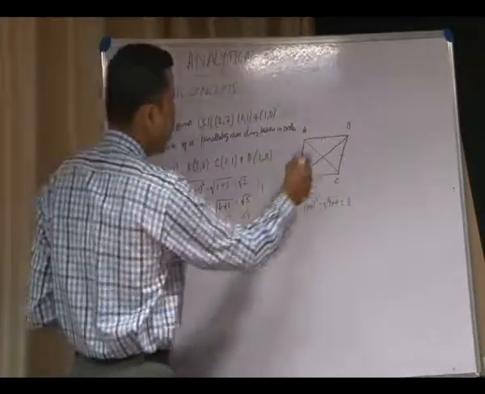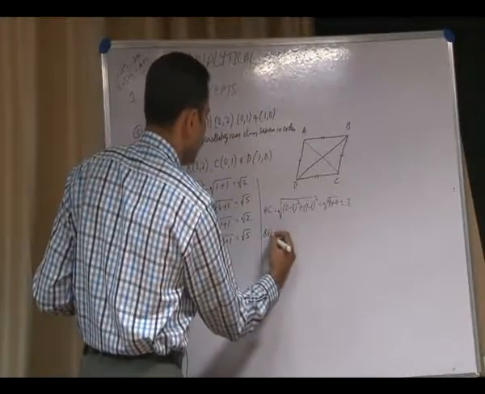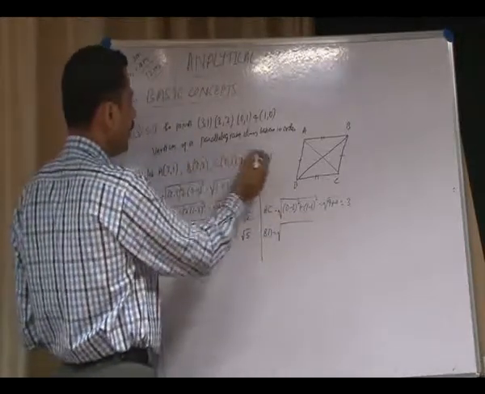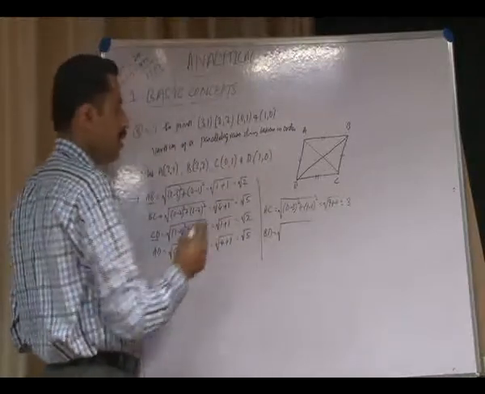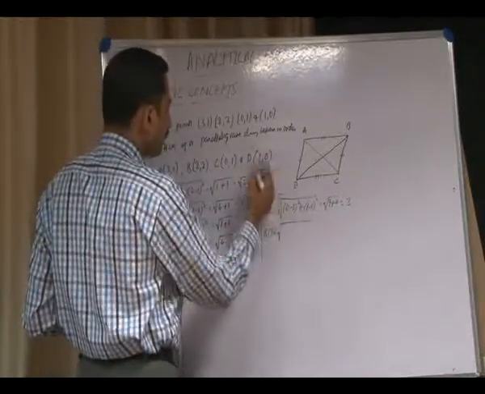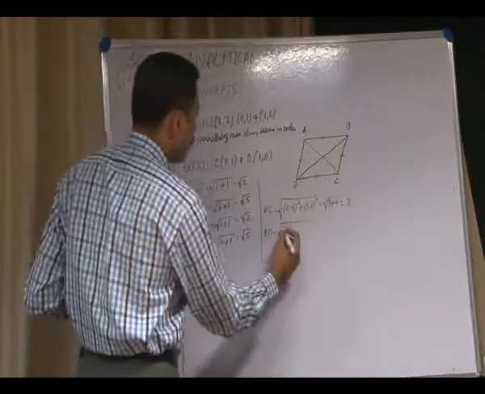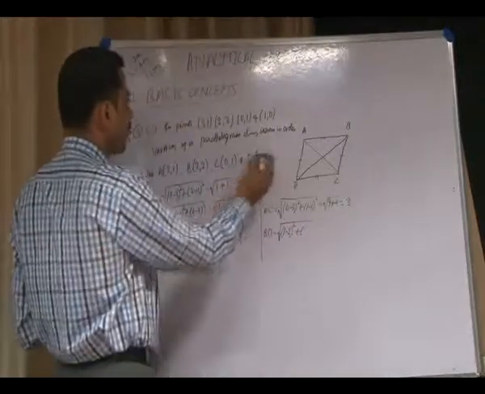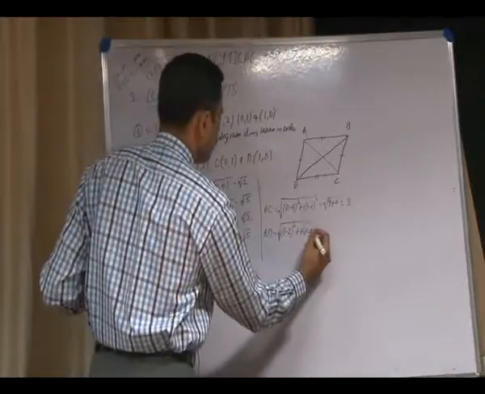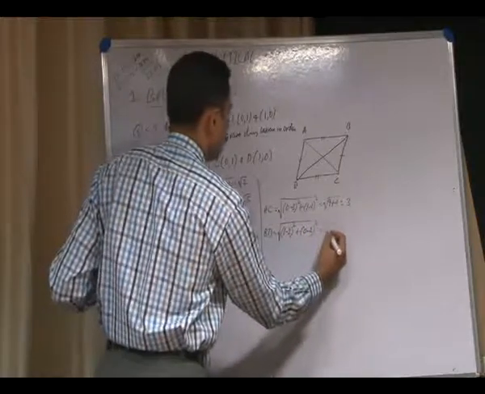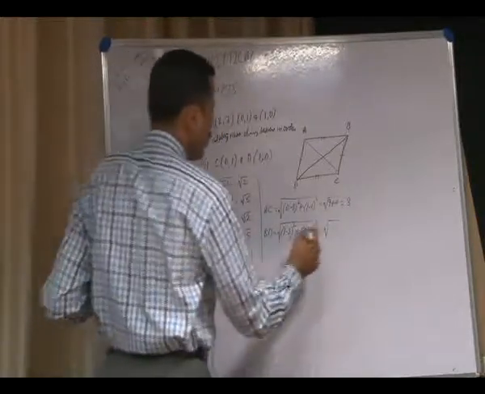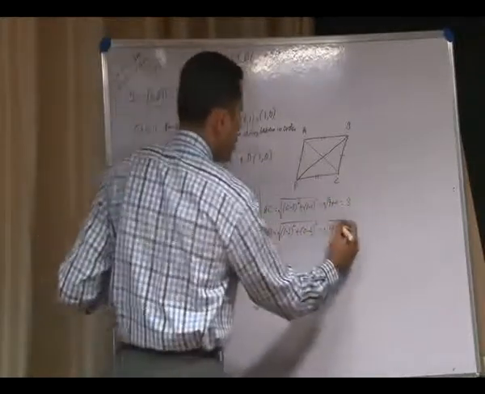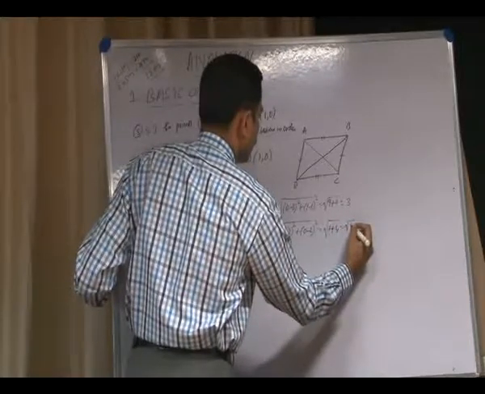And I will calculate the other diagonal BD, that is given by BD, the distance between the points B and D. B is the first point and D is the second point here. So BD is equal to square root of x2 minus x1, 1 minus 2 whole square, plus y2 minus y1, 0 minus 2 whole square. So that is equal to square root of 1 minus 2 is minus 1, whole square is plus 1, 0 minus 2 is minus 2, whole square is plus 4. So we will get square root of 5.